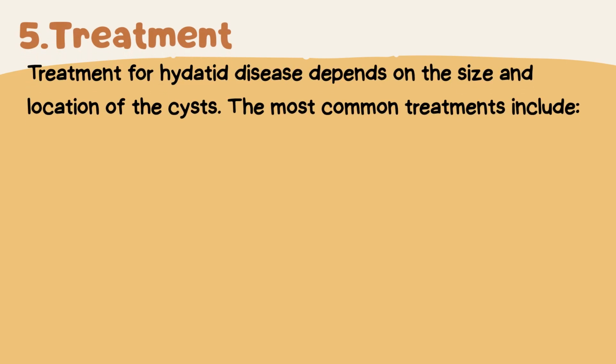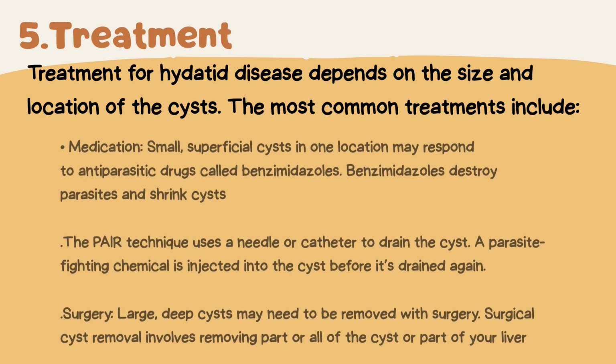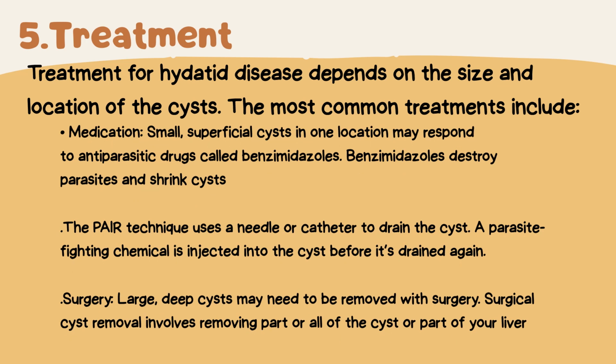Treatment. Treatment for hydatid disease depends on the size and location of the cysts. The most common treatments include medication. Small superficial cysts in one location may respond to antiparasitic drugs like benzimidazoles, and benzimidazoles destroy parasites and shrink cysts. The PAIR technique uses a needle or catheter to drain the cyst. A parasite-fighting chemical is injected into the cyst before it's drained again.